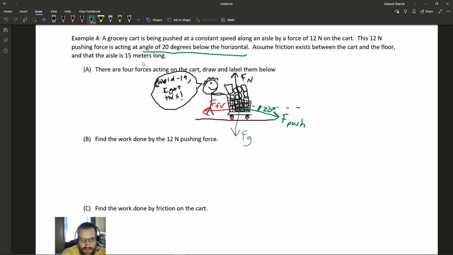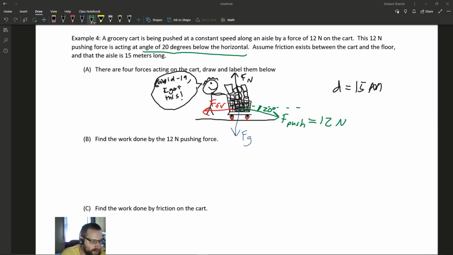It says the aisle is 15 meters long, and so our distance here is going to be 15 meters. Each of these forces moving at constant speed. So the force on the cart is 12 newtons at an angle of 20 degrees. And then there's friction. It's moving 15 meters. So that's all of our pertinent information to solve the rest of this question here.